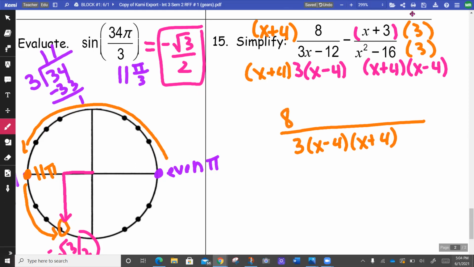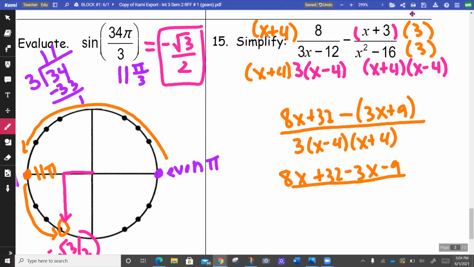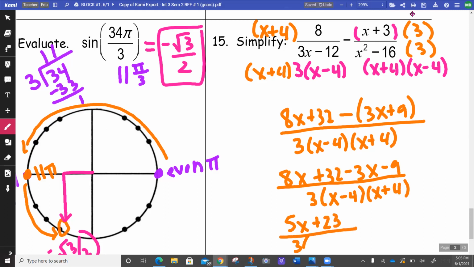So I'm going to get 8x plus 32 minus 3x plus 9. Again, that minus is distributing to the whole thing. So I'm going to have 8x plus 32 minus 3x minus 9 over this. When I clean that up, I'm going to get 5x plus 23 over 3 times x minus 4, x plus 4. And that's your answer.